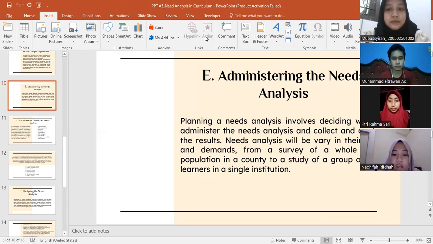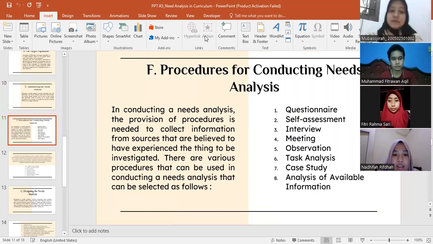So, the procedure for conducting needs analysis. In conducting a needs analysis, the procedure needs to collect information from sources that are believed to have experienced the things to be investigated. There are various procedures that can be used in conducting a needs analysis, which can be selected as follows.